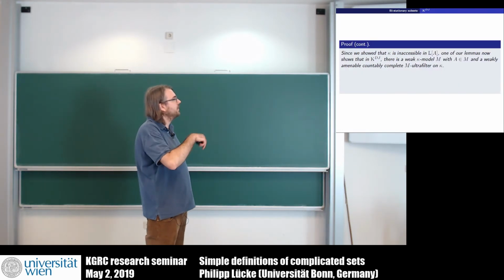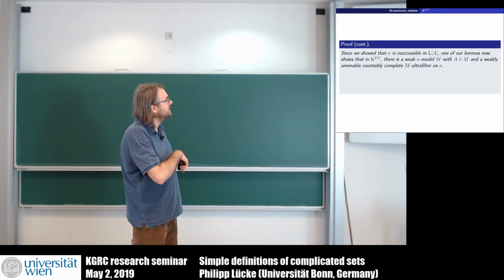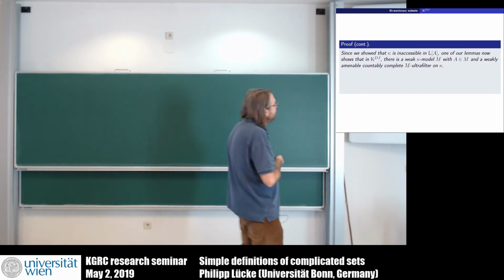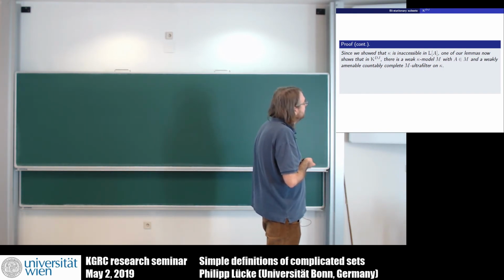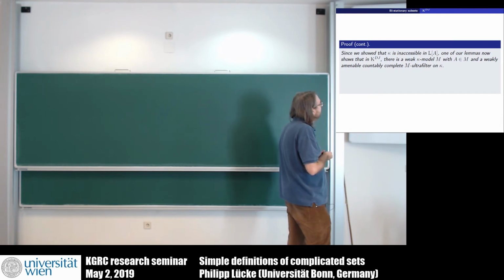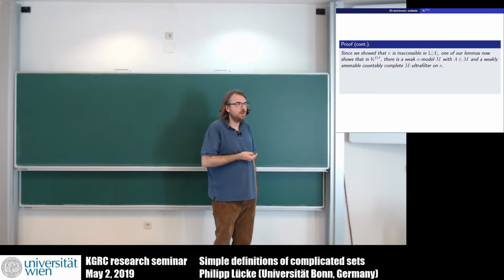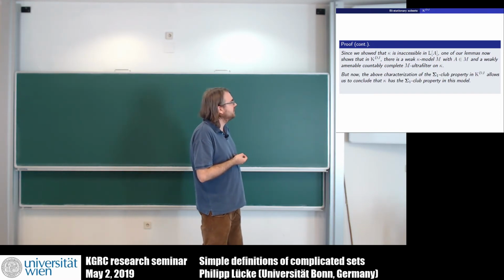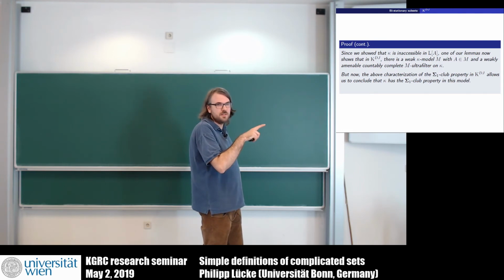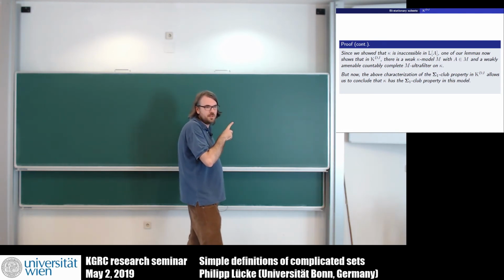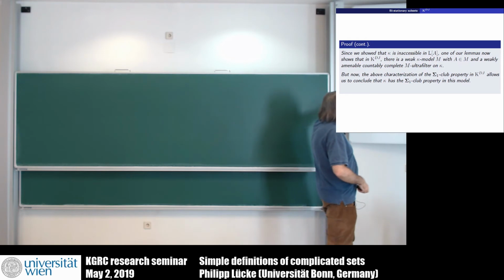Okay, but now we use the next lemma that says that if we have this set of indiscernibles, then we can capture this set A in a weak kappa model that has a countably complete filter. And this filter gives us the conclusion that the set either contains a club or there's a club in the complement of the set, because it's contained in such an iterable model here.